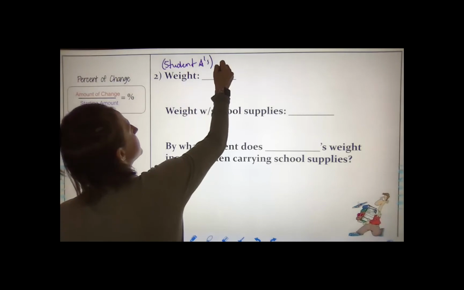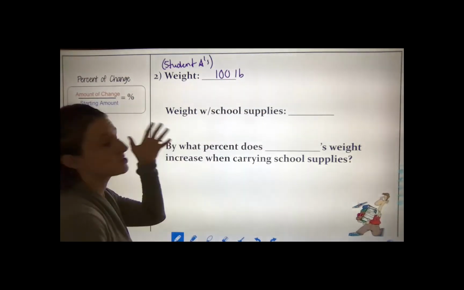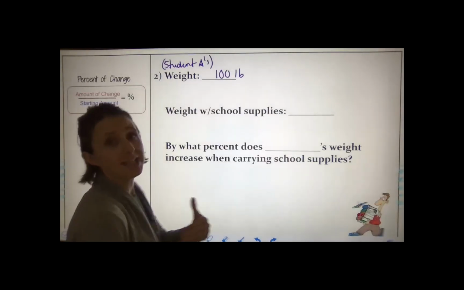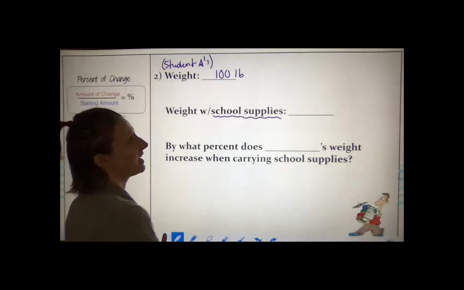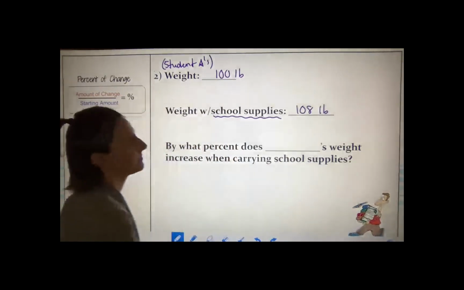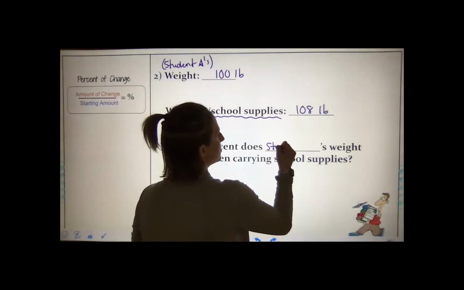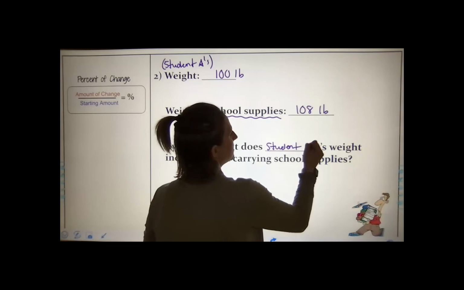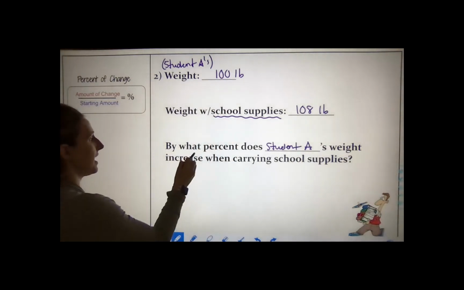Okay, is 100 pounds. If we ask student A to stand again on the scale, this time with their school supplies, the scale now shows 108 pounds. By what percent does student A's weight increase when carrying school supplies?